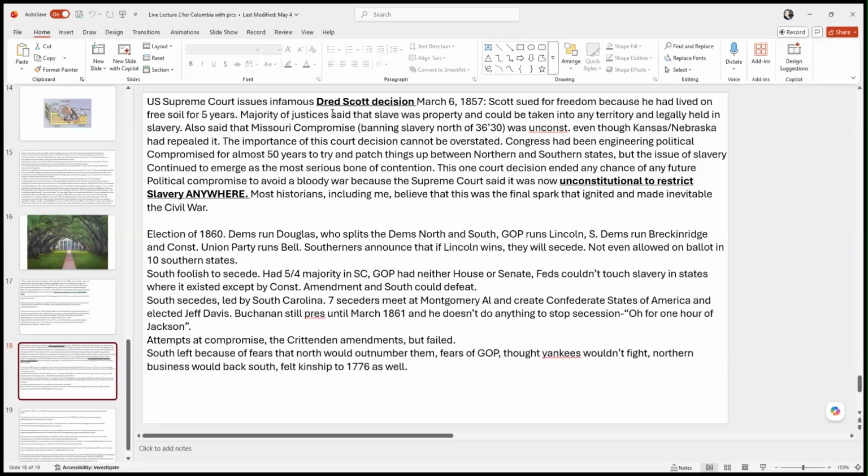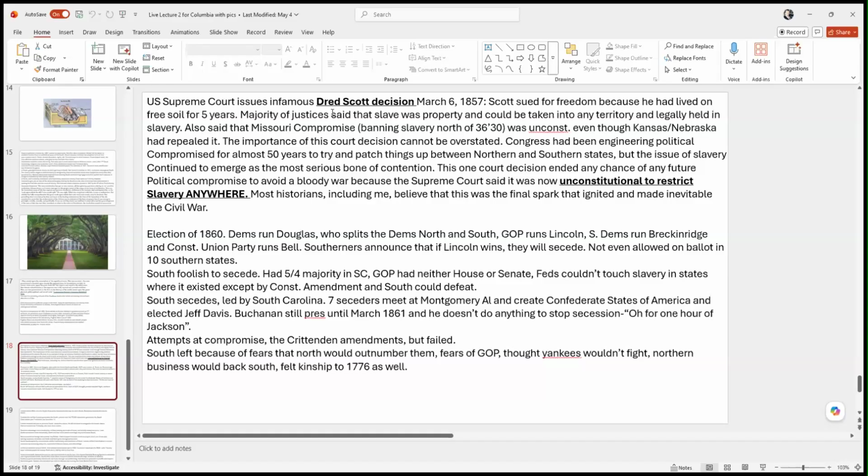So this case winds its way through the federal court system, ends up at the Supreme Court, and probably unbeknownst to Mr. Scott, he didn't have a chance at the Supreme Court because the majority of justices at the court were slave owners. So there's no way they're going to rule in favor of him. And what they decide basically is they issue a bunch of legal rulings as a result of this case. They're all in the decision.